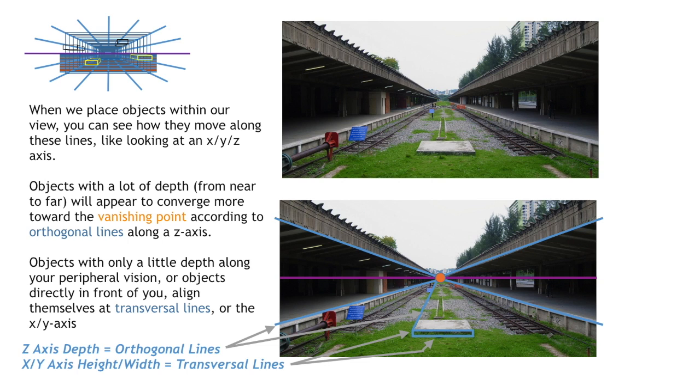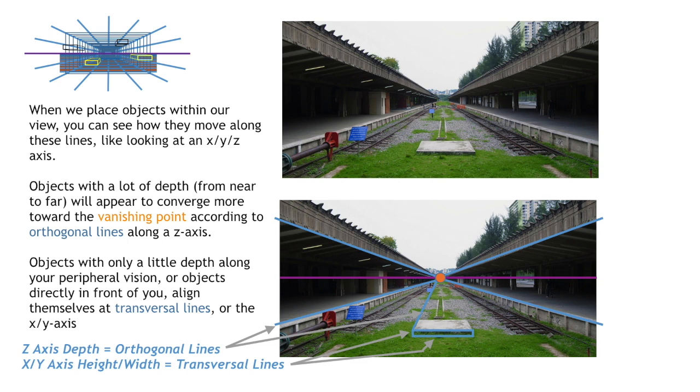So you can kind of see that here. When we place objects within our view, you can see how they move along these lines. It's like looking at an XYZ axis, essentially. So objects with a lot of depth from near to far will appear to converge more toward the vanishing point according to orthogonal lines along a z-axis. We'll call the orthogonal lines our z-axis. Objects with only a little depth along your peripheral vision, or objects directly in front of you, align themselves at these transversal lines, or the XY axis.